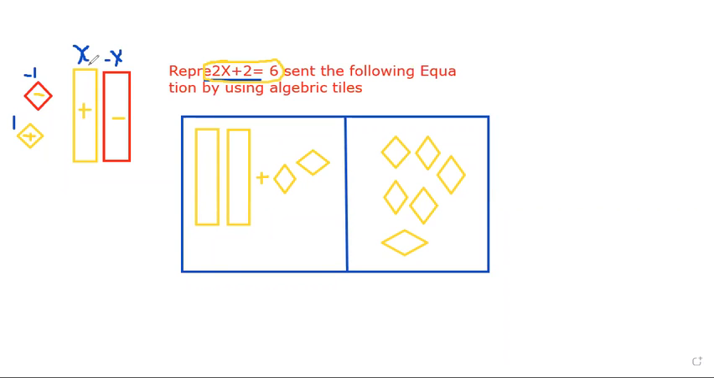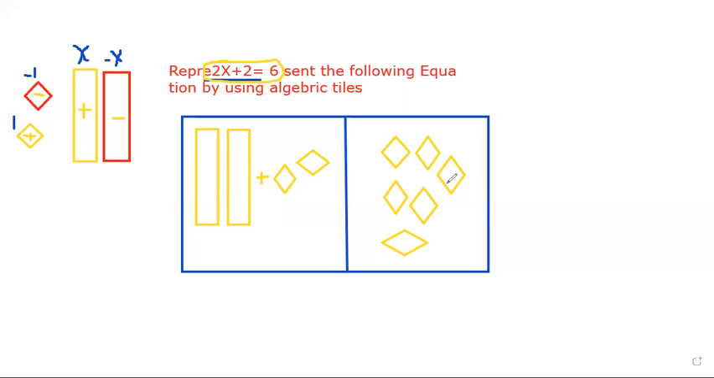For ours today, we choose to put positive x as the yellow one, and the red one will be negative. If you have a negative number, we will put a small square with negative, and if it's positive, it will be a small square with positive. The first question was 2x plus 2 equals 6. For 2x, we pick two yellow rectangles together like this, and then plus 2, two small squares.